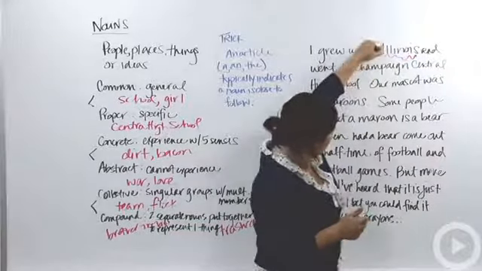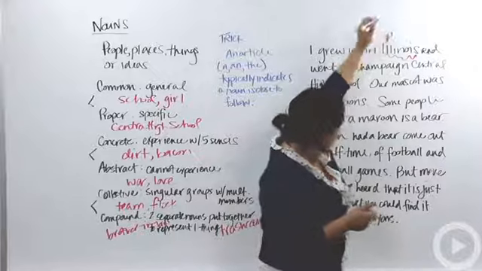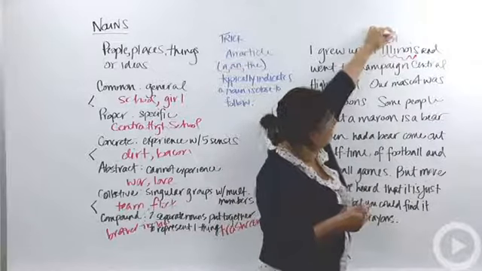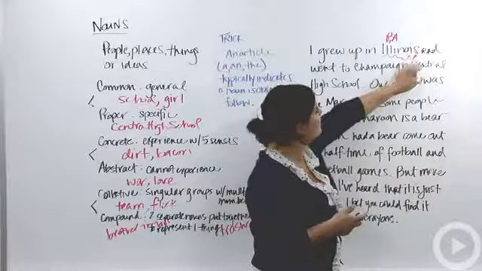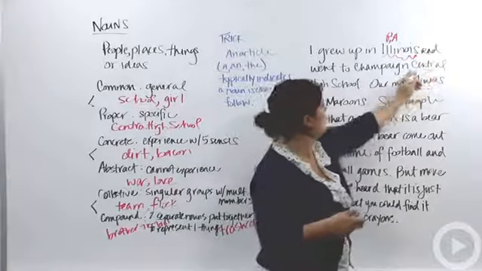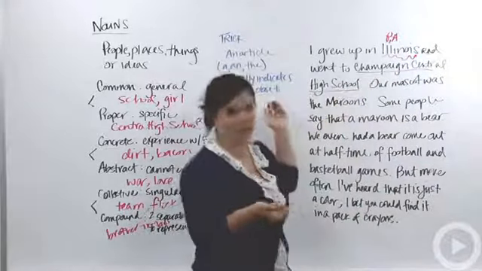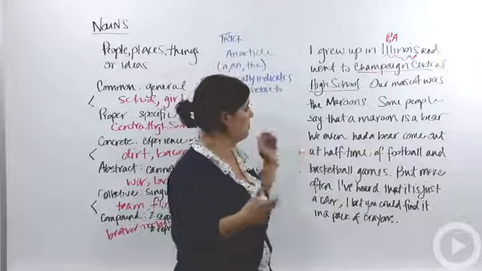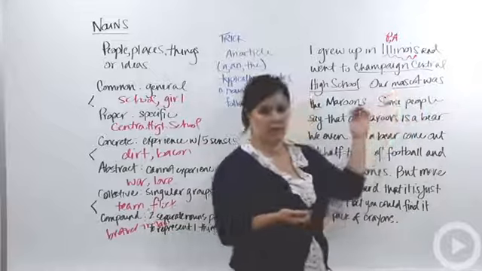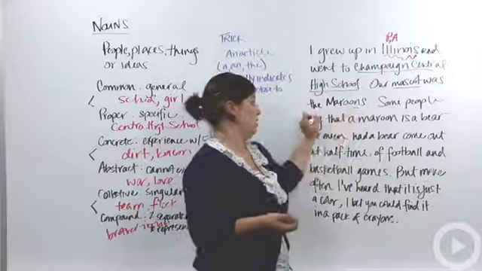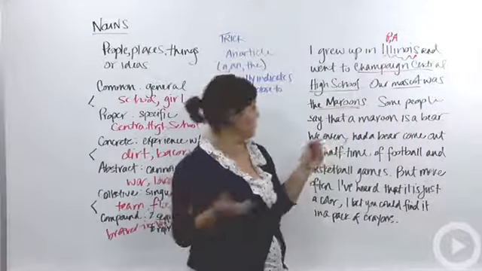So Illinois is a state. That's a proper noun. It's also theoretically abstract, because I guess you can't package up Illinois and send it somewhere. And then you've got also Champaign Central High School, another proper noun, the name of a school. Our mascot was the Maroons. So a mascot is a thing, and the Maroons are also a thing.